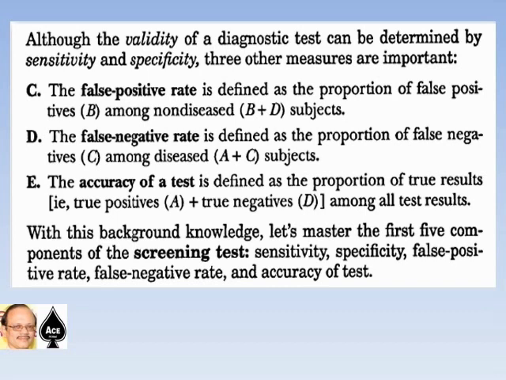So once again, false positive rate is defined as the proportion of false positives among non-diseased subjects. False negative rate is the proportion of false negatives among diseased subjects. Accuracy is true results among all test results. So let us master the first 5 components of a screening test: sensitivity, specificity, false positive, false negative, and accuracy of a test.